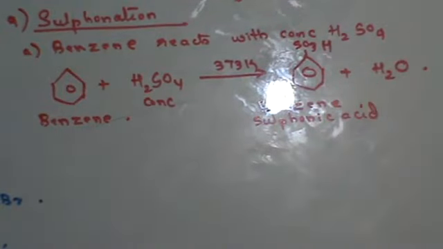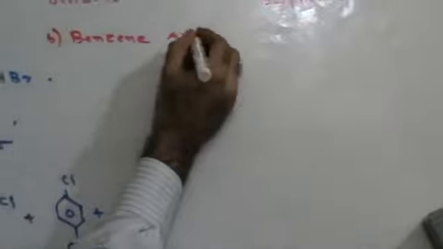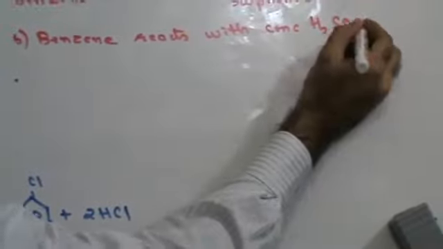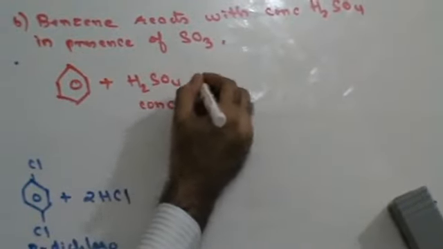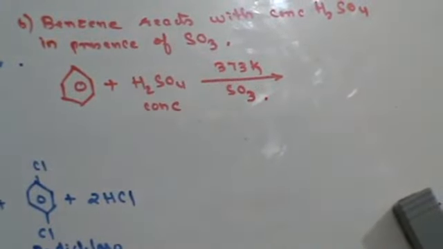Next, let's see, suppose if I use a catalyst in this reaction. Benzene reacts with concentrated sulfuric acid in presence of sulfur trioxide. I'm using sulfur trioxide as catalyst. So benzene reacts with concentrated sulfuric acid. The temperature remains the same, 373 Kelvin. I'm using sulfur trioxide as the catalyst.